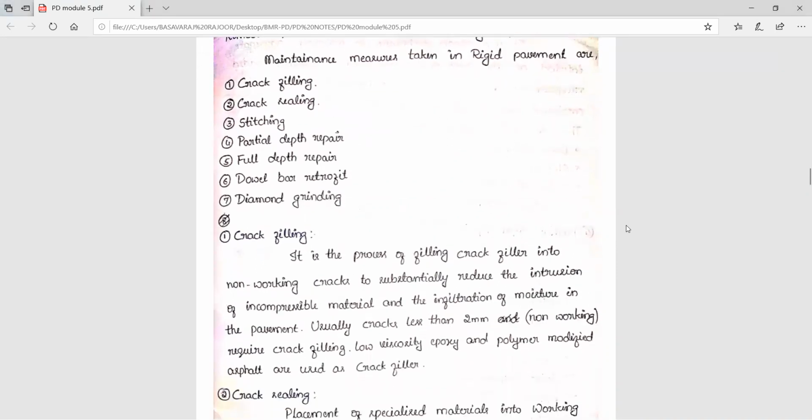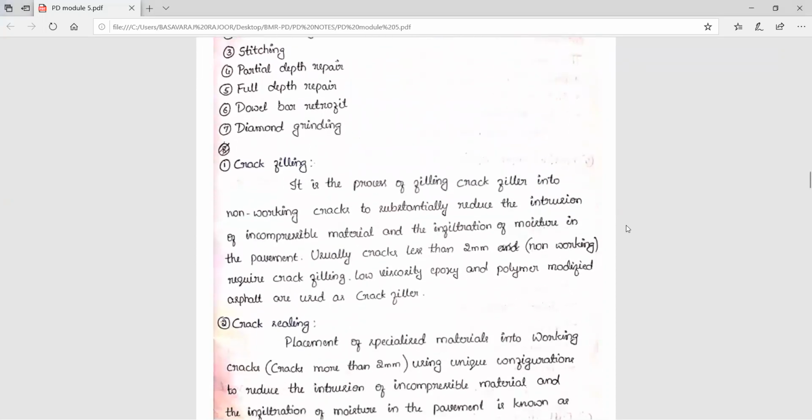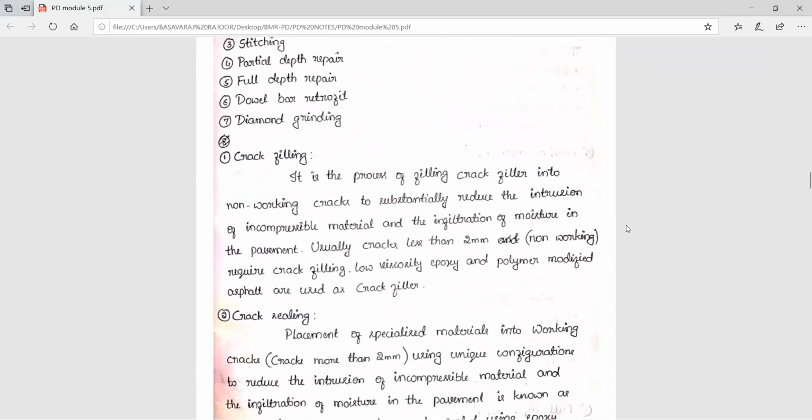The first one is crack filling. It is a process of filling crack filler into non-working cracks to substantially reduce the intrusion of incompressible material and the infiltration of moisture in the pavement. Usually, these cracks are less than 2 mm and require crack filling. Low viscosity epoxy and polymer modified asphalt are used as crack fillers.